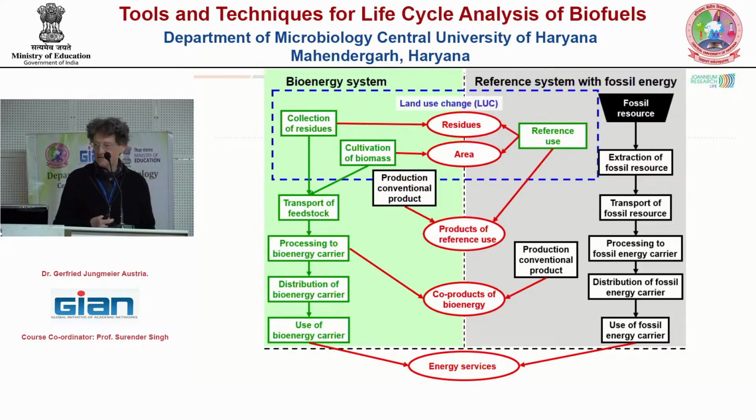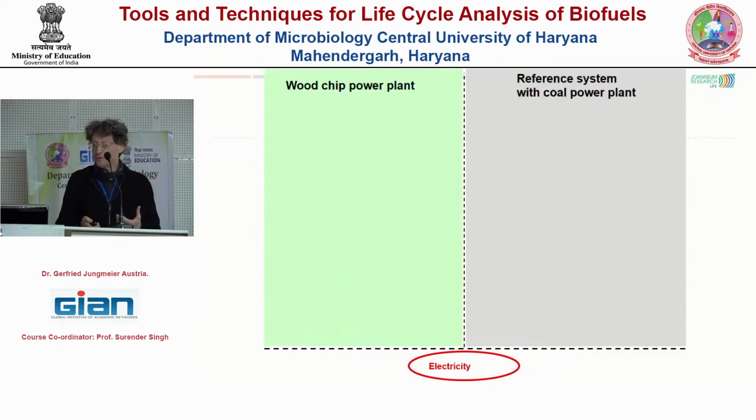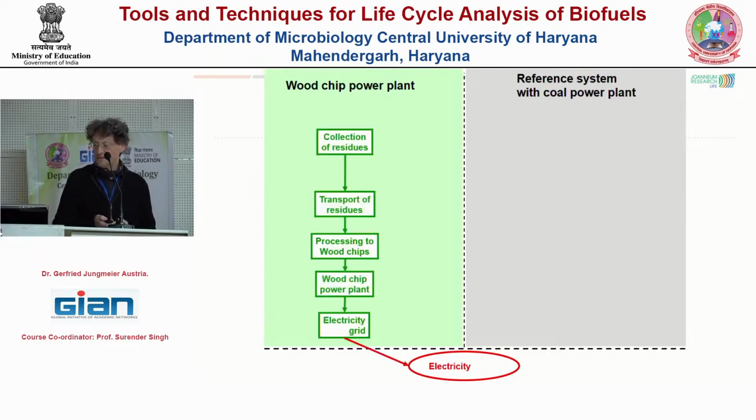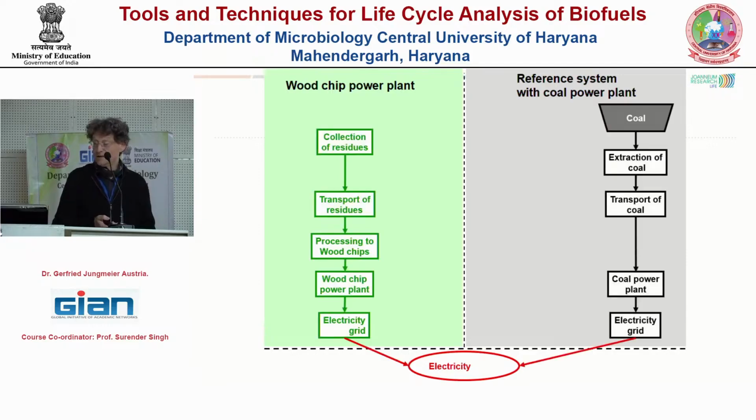I've mentioned before, this is the generic picture that always works. And if you zoom in now for specific applications, say I want, for example, to produce electricity from wood chips in a power plant, and I compare it to a coal power plant, the picture looks more or less like this.